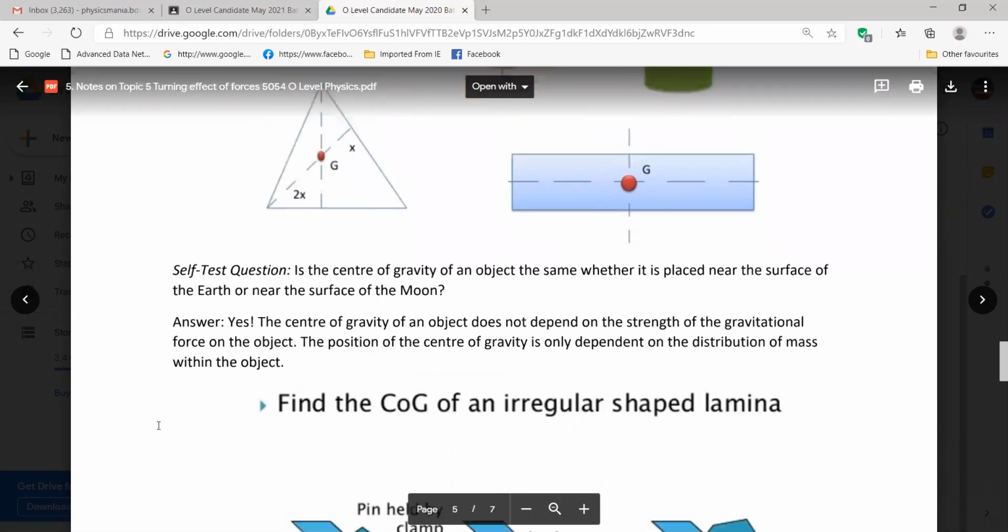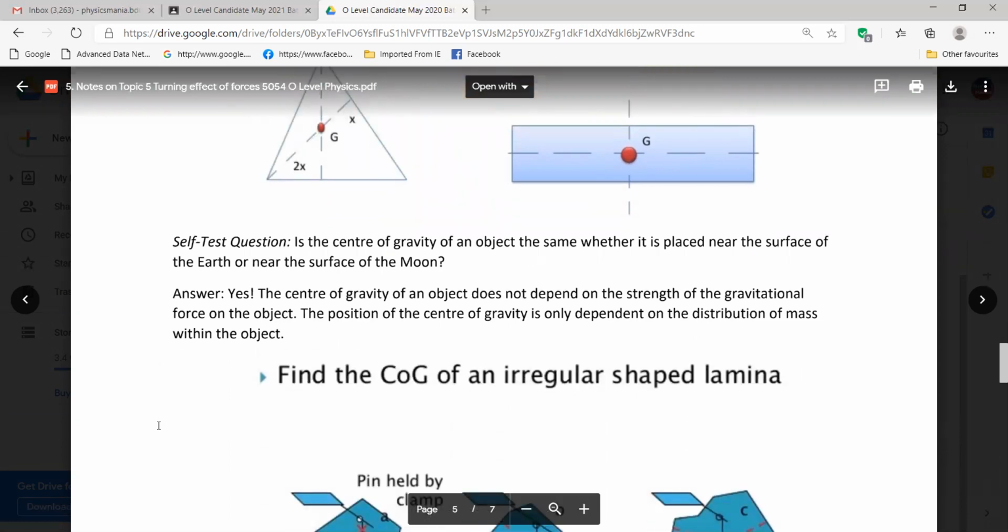Self-test question: is the center of gravity of an object the same whether it is placed near the surface of the earth or near the surface of the moon? Answer: yes. The center of gravity of an object does not depend on the strength of the gravitational force on Earth. The position of the center of gravity is only dependent on the distribution of mass within the object. So is it clear? Yes, sir.